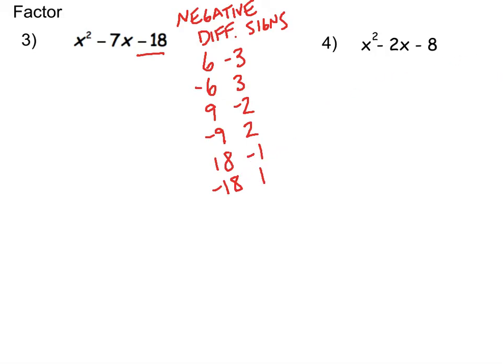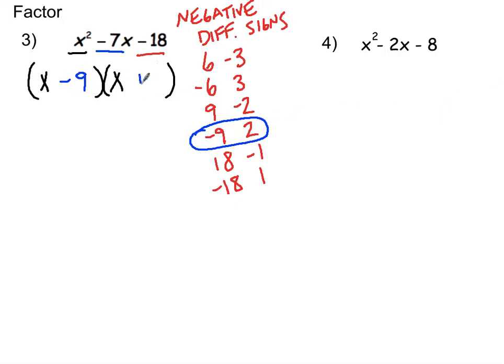So now we're going to go through the list, and we're going to find the combination that adds to negative 7. So these two add to positive 3, these two add to negative 3, these two add to 7, these add to negative 7. So those are the two numbers I'm going to use. So I'm going to write my two sets of parentheses. The two things that will multiply to x squared are x and x. And then I take my combination of numbers, the negative 9 and the positive 2. And that's my answer.